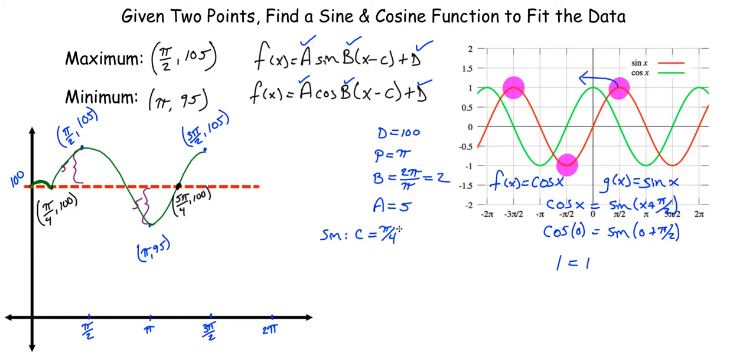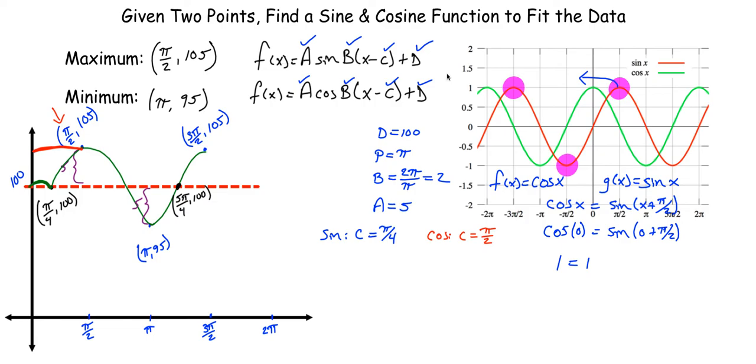For the cosine graph, it's a little bit different, right? For the cosine graph, we want to start at the top going down. So we want this distance here to be the horizontal shift for our cosine graph. That's going to be easy. That's the distance right here of pi over 2. So for the cosine graph, C is going to equal a shift of pi over 2. So now I've found C for my sine graph and C for my cosine graph. I'm ready to create my equations.